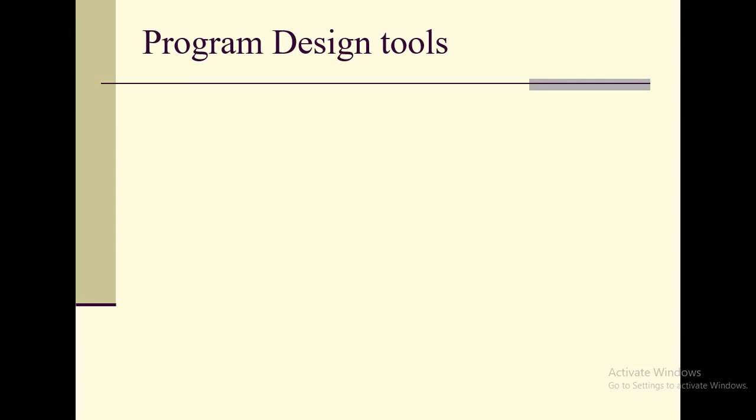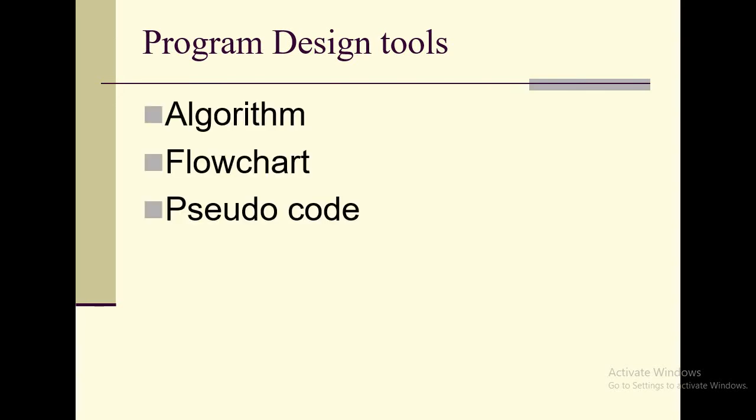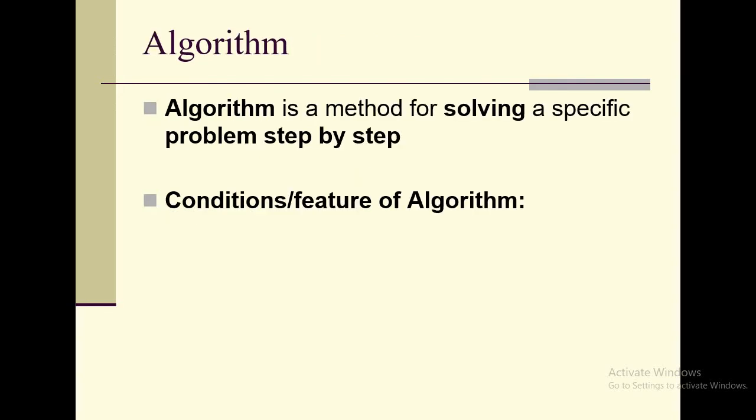We already know about program analysis tools or program design tools. They are algorithm, flowchart, and pseudocode. Today we will start from algorithm. An algorithm is a method for solving a specific problem step by step. That means if any problem comes to you, you solve the problem step by step.